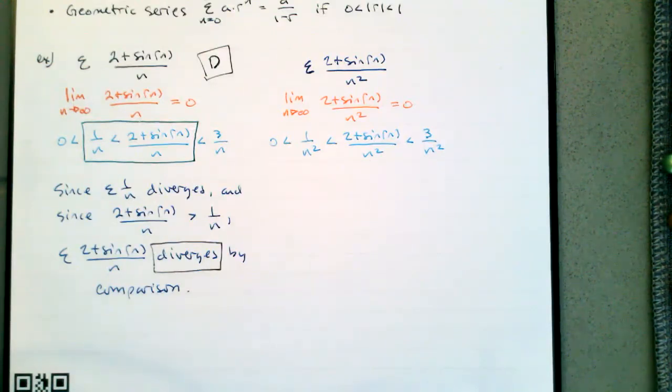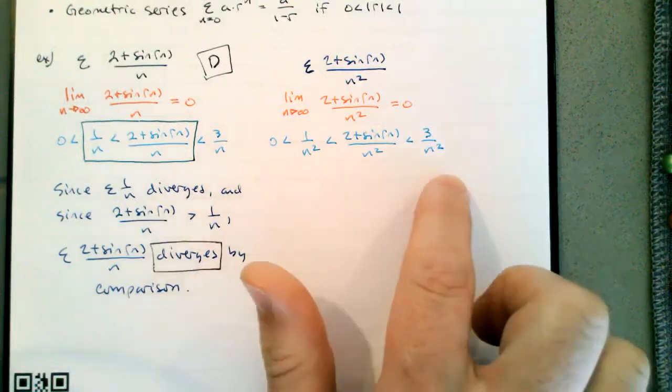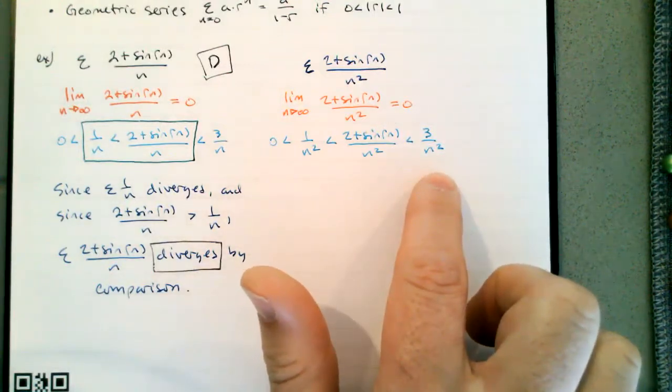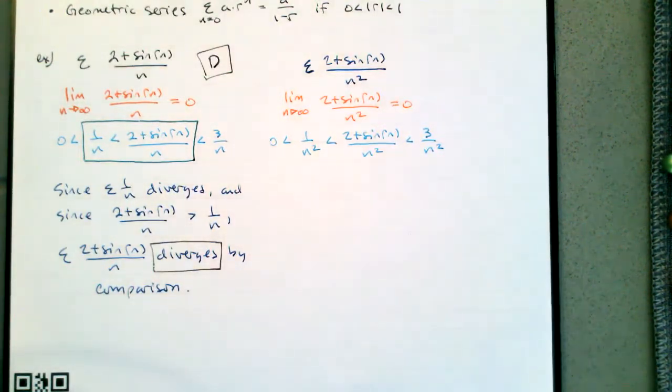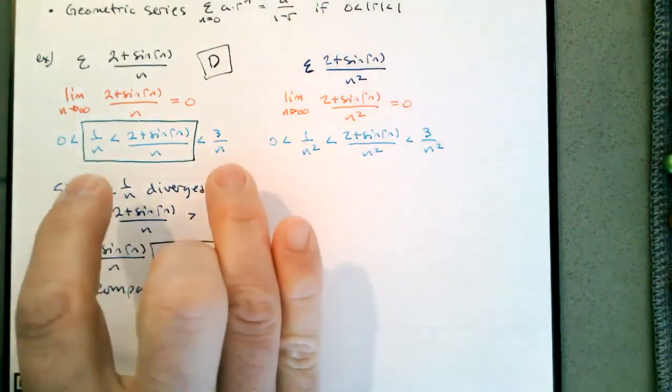So moving over to the (2 plus sine n) over n squared, once again, the terms go to 0, and we have a very similar looking comparison. (2 plus sine n) over n squared is between 1 over n squared and 3 over n squared. What's going on with 1 over n squared and 3 over n squared that's different than what's going on with 1 over n and 3 over n?